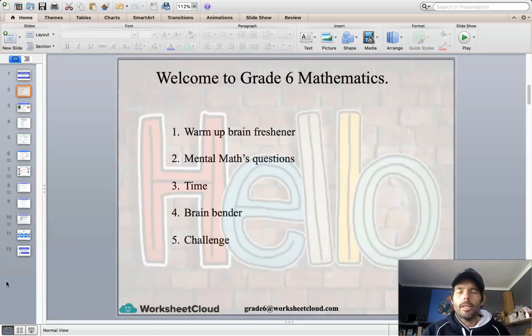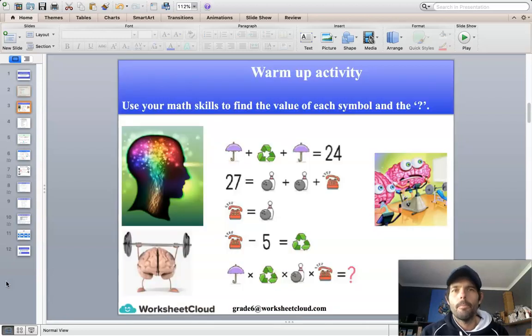Today we're going to be looking at time. And on either side of our main theme today, we've got our warm-ups, mental maths questions, and then our finisher at the end. So without further ado, let's have a look at our warm-up activity. I'm sure you know that you need to tell me the value of each symbol. And don't forget the question mark at the end. Right, off you go, and then press play to see how you got on.